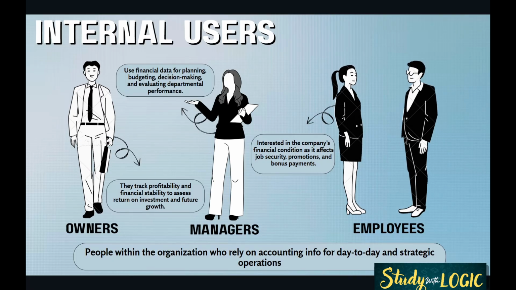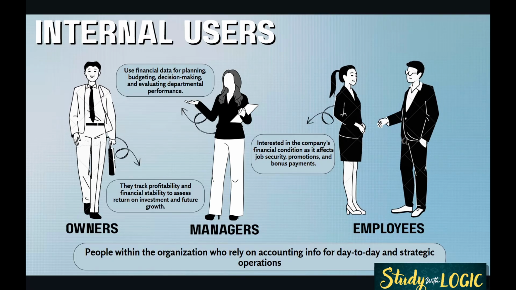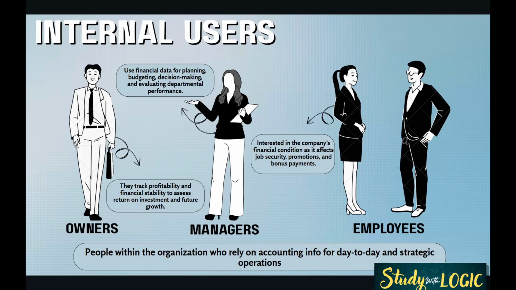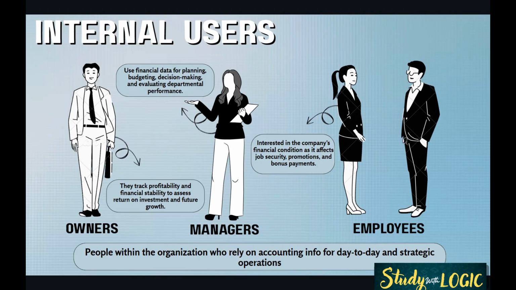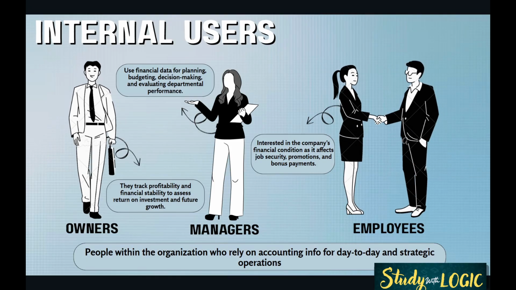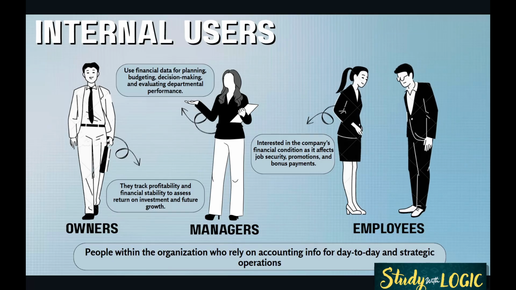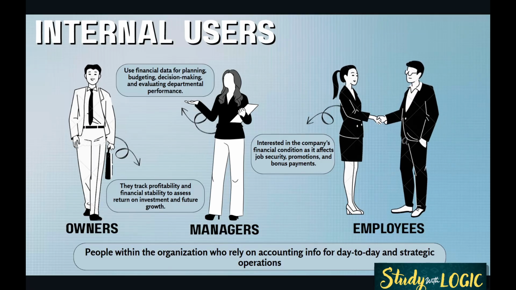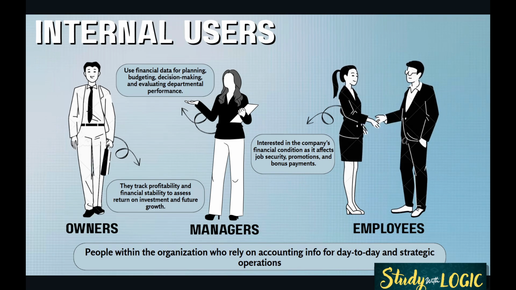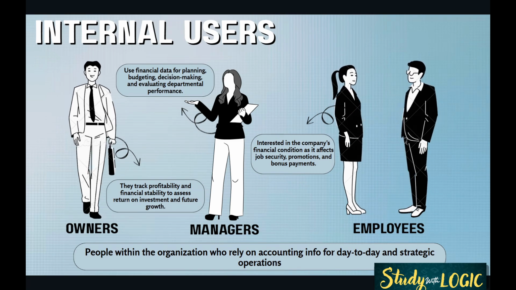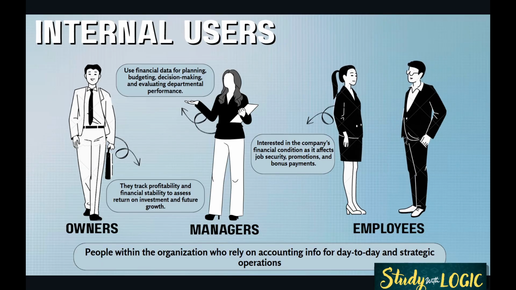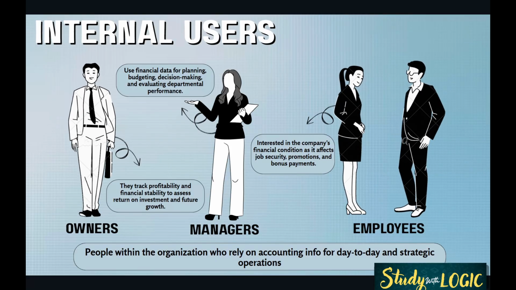Next come employees. Employees may use accounting information to determine job security, bonus eligibility, and profit sharing opportunities. They are more interested in the company's profitability and sustainability because their job depends on whether the company is doing well or not. For example, workers in a factory might check the annual financial reports to see if the company has made enough profit to give performance bonuses or increase salaries.